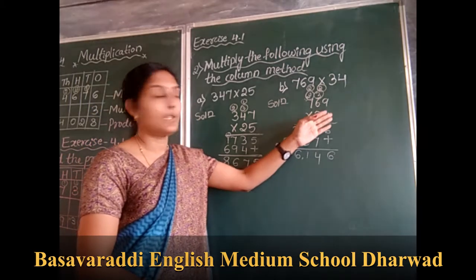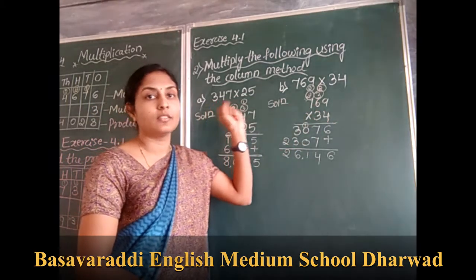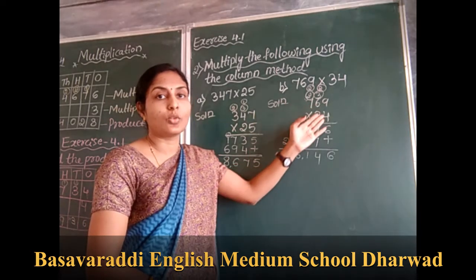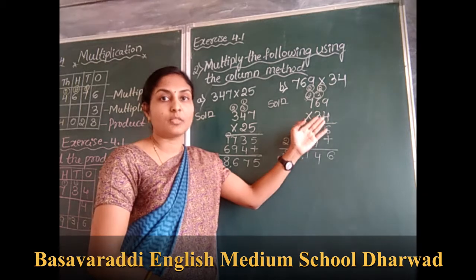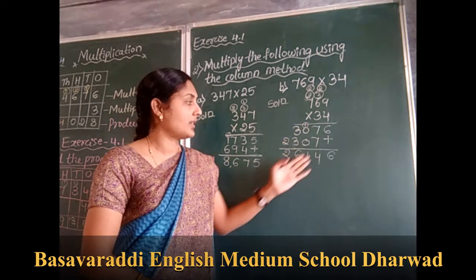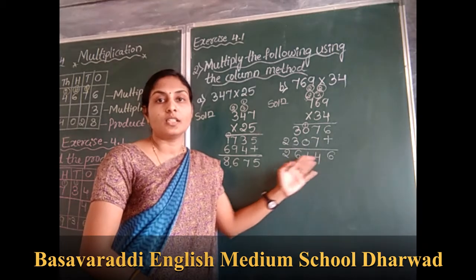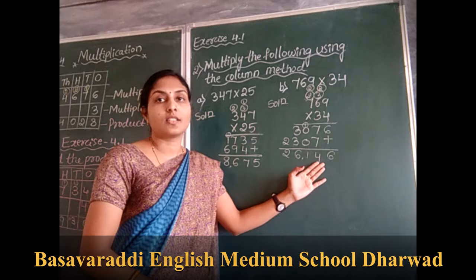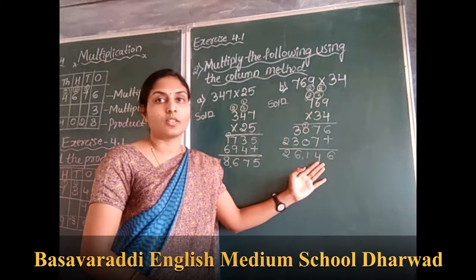Yes, you have to recall yourself. What is the multiplicand there? The first number, that is called a multiplicand. Yes, what is the multiplier? The second number by which the multiplicand is multiplied, that is called a multiplier. Then what is the product there? The result of the multiplication sum, that is called a product.